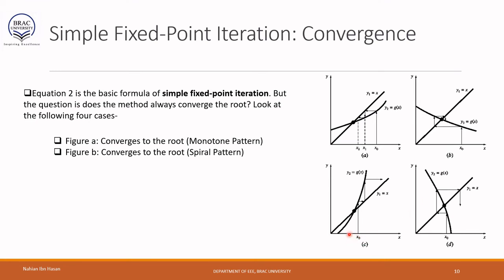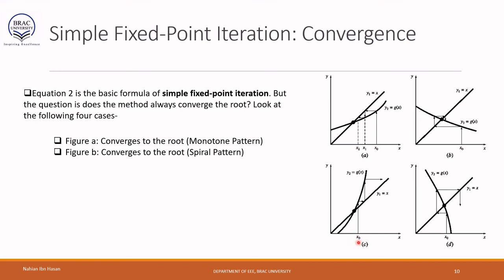Look at this. In figure C, the y equal to x graph is similar to the previous two cases, and now we have a different form of g of x. If we initiate our simple fixed point iteration from the x0 point, we will see that we are gradually going further from the original root. This is not convergence. So in these cases, the simple fixed point iteration method fails with this starting point.